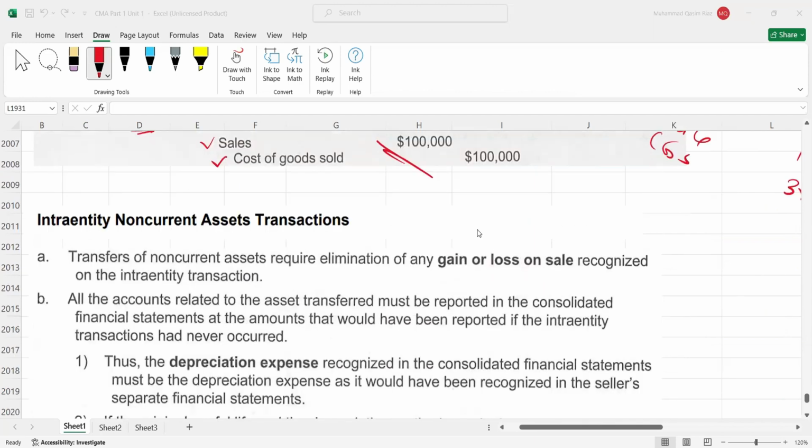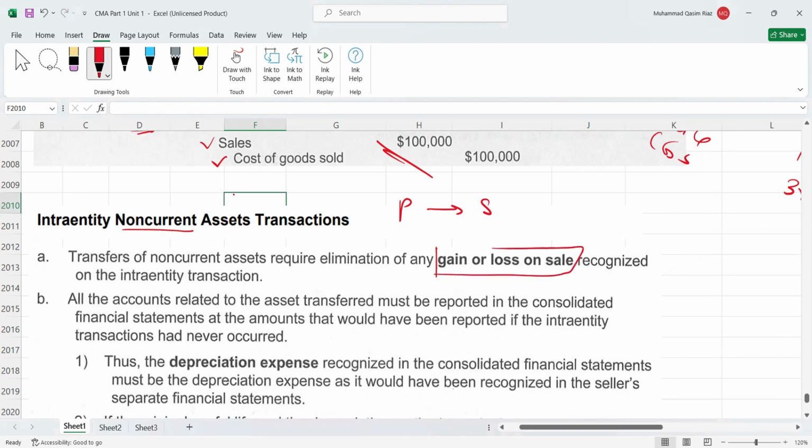Okay, now guys, we have one more intra-entity transaction. This intra-entity transaction is about non-current assets. Sometimes a parent may sell some non-current assets to a subsidiary. And obviously, if the parent or a subsidiary is selling any assets to other group members, there would be a gain or loss on the sale, and this gain or loss on the sale is recognized by the seller.